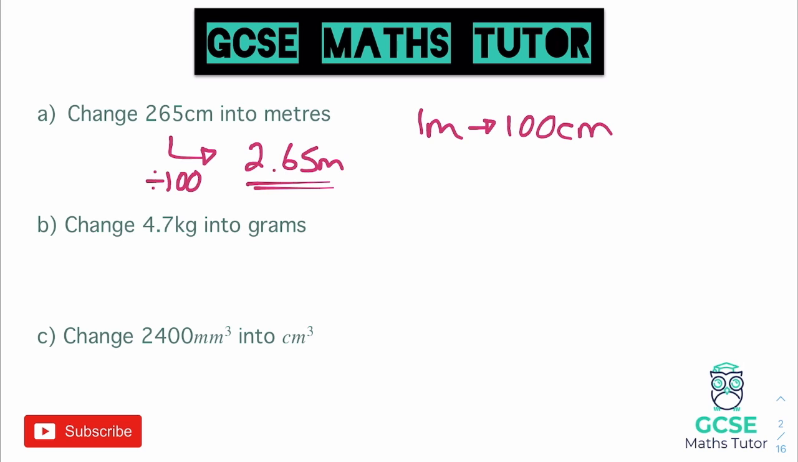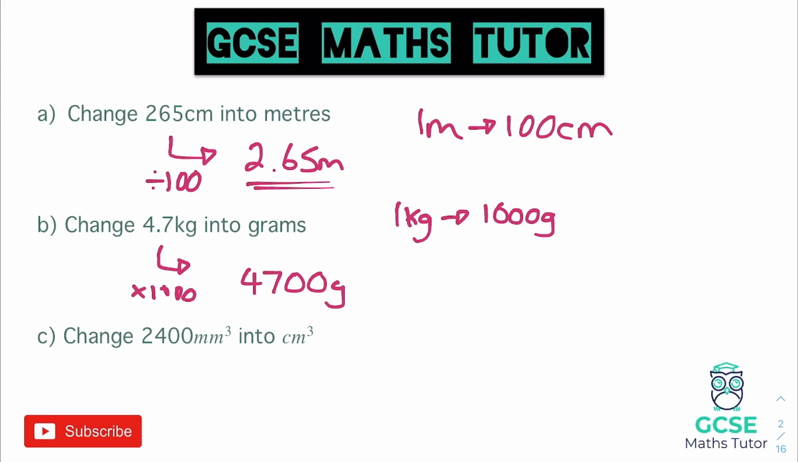For part B, it says to change 4.7 kilograms into grams. So you need to know that in every 1 kilogram, there are 1,000 grams. So in order to convert between them, we'd multiply or divide by 1,000. In this case, we are converting the kilograms into grams, so we're going to get a much larger number, and to do this, we're going to multiply by 1,000. And if we multiply by 1,000, that would be 4,700 grams.